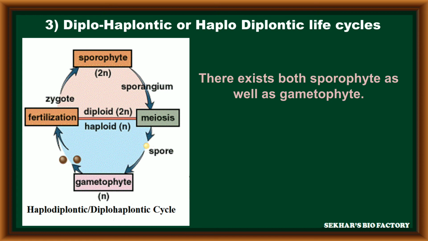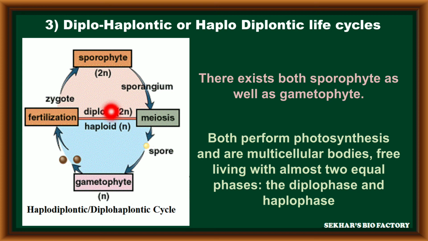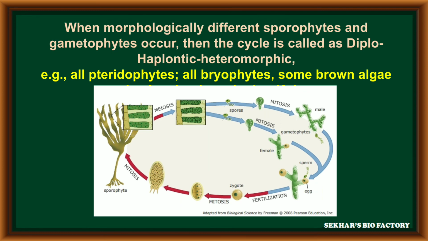In these life cycles, both sporophyte and gametophyte exist alternately. Both the sporophyte and gametophyte perform photosynthesis and are multicellular, free-living bodies with almost two equal phases, the diplophase and haplophase. When morphologically different sporophytes and gametophytes occur, such life cycles are called Diplo-Haplontic heteromorphic. Examples are all bryophytes, pteridophytes and some of the brown algae.